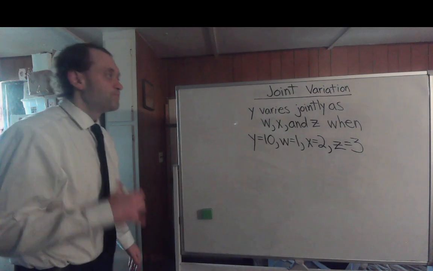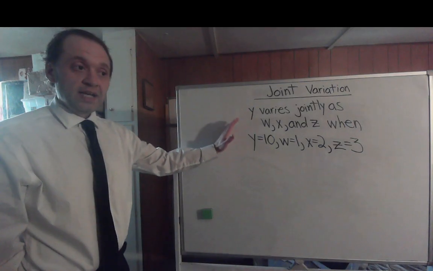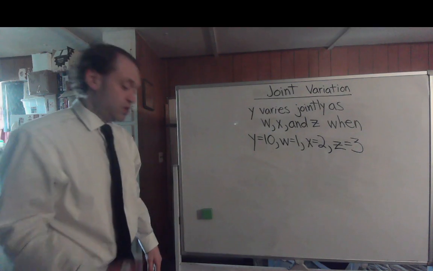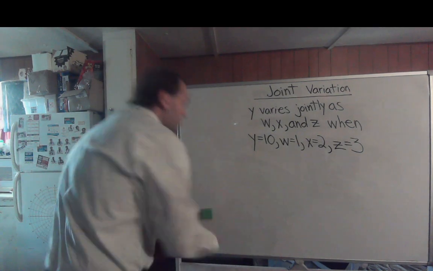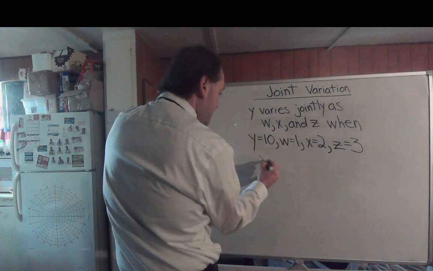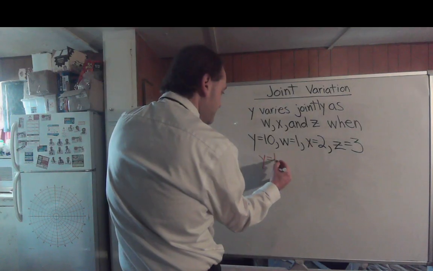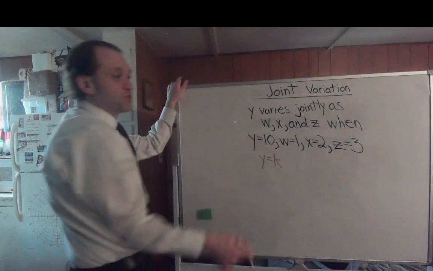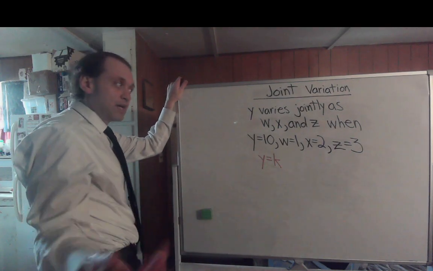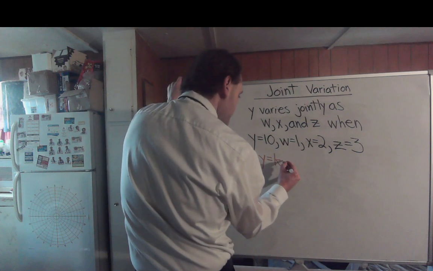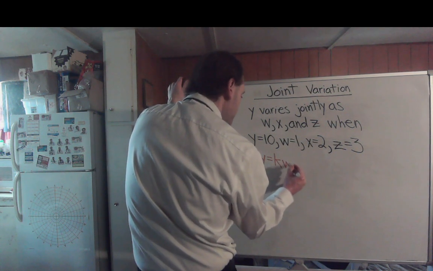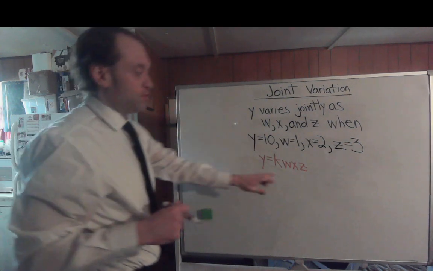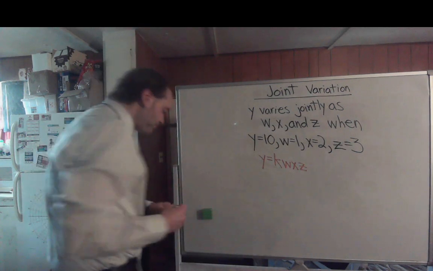Okay, so when it just says jointly as 2 or more variables, it really means direct variation with multiple variables. So this will be in the form of direct variation. Y would equal that constant of variation, and it varies jointly as these variables. So this is really referring to multiple direct variation. So that constant of variation of k times w times x times z. So you would get y equals kwxz.